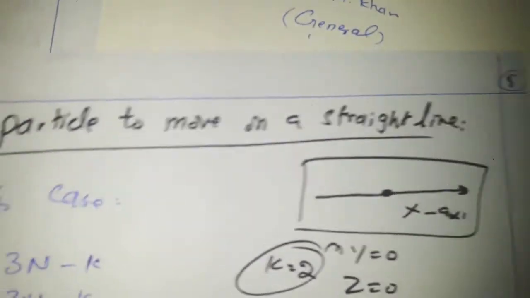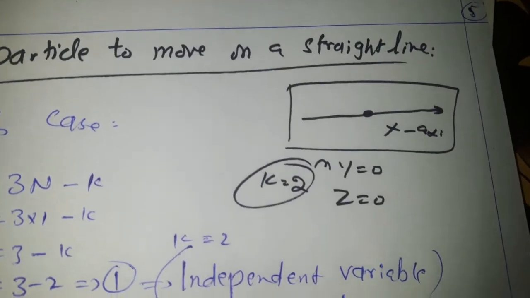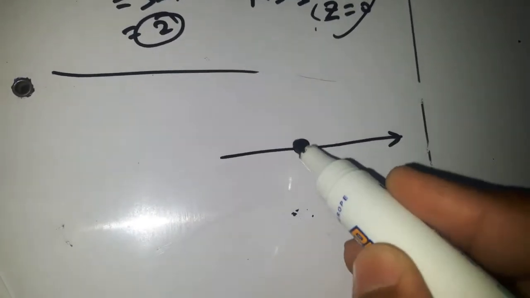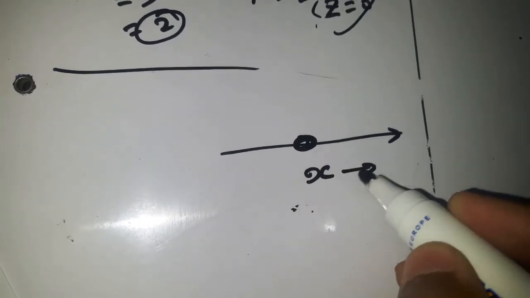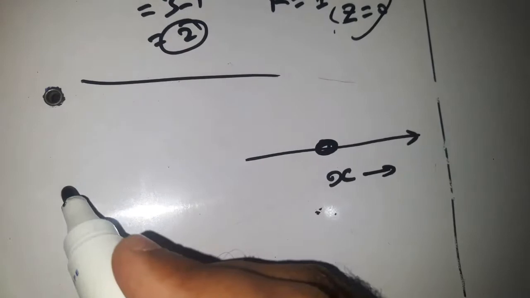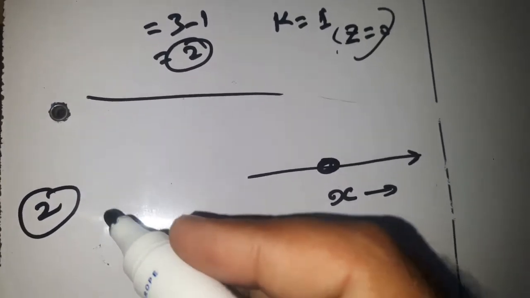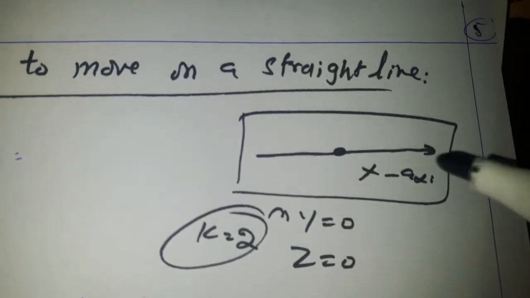for this we have the y-axis and z-axis equal to 0, and those are constraints. We have two constraints, and the particle can only move along one axis. So the degree of freedom for this particular case is 3 minus 2, which is 1. So we are getting 1.